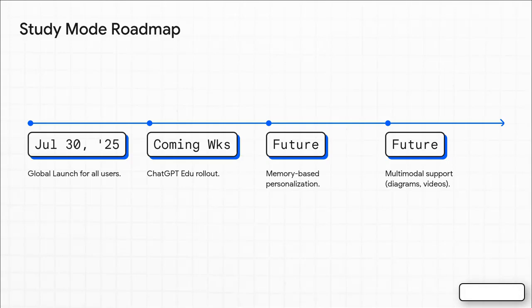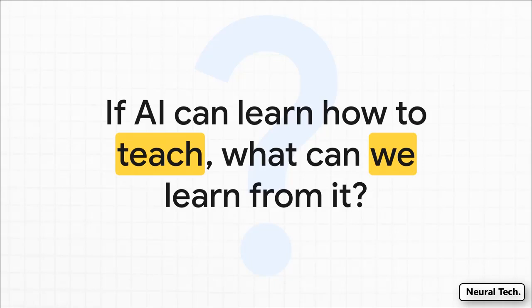This is just the beginning. The roadmap they've laid out already includes even smarter personalization, where the AI uses its memory of your past chats to help you better. And looking even further down the road, they're planning for multimodal support. Imagine it teaching you with diagrams, with videos, maybe even with interactive simulations. Pretty cool. So we'll end with this thought.